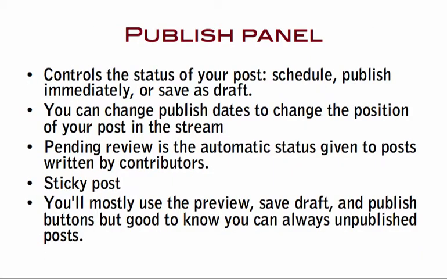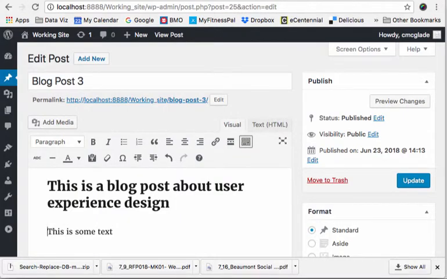The publishing panel of your posts is very important because you can schedule posts to be published at a later time. You can save posts as a draft for review by someone else. You can also change the publish date, and that will change the position of your post in the stream. So if you wanted something to be at the top of the list of posts at all times, you could change the publish date to be most recent, or you could make it a sticky post. Let's have a look at how that works.